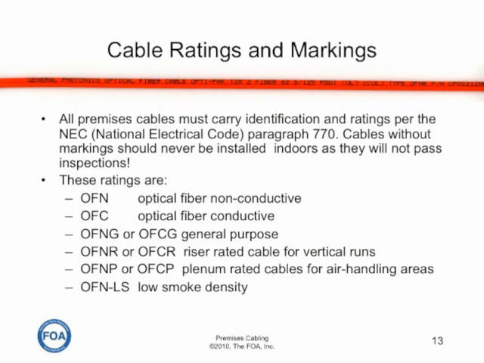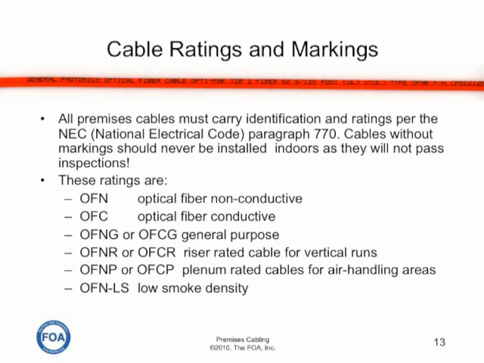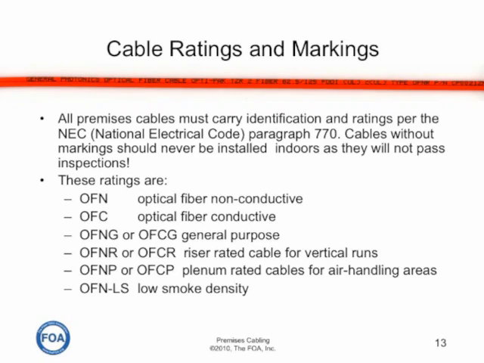All premises cable must carry identification and flame retardance ratings per the National Electric Code, paragraph 770 in the United States, or equivalent fire and building codes throughout the world. Cables without marking should never be installed indoors, as they will not pass inspections.